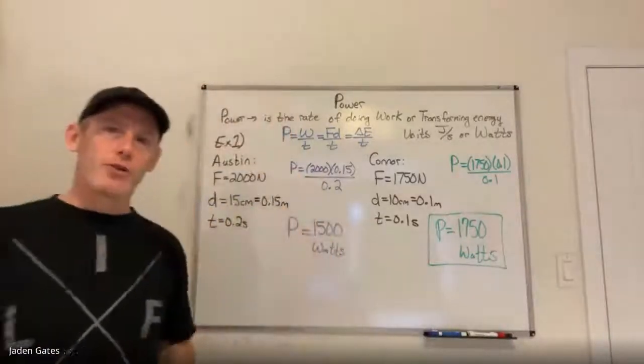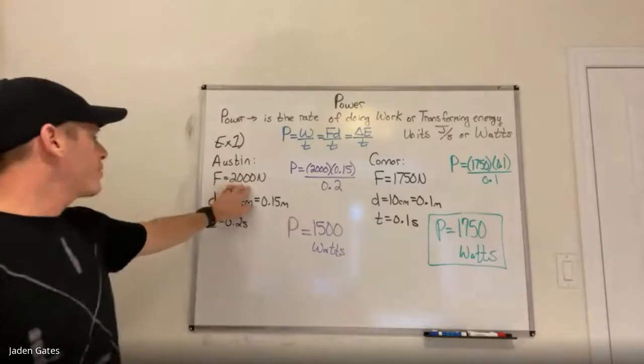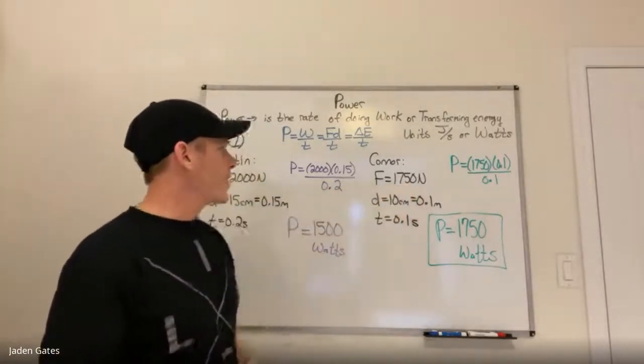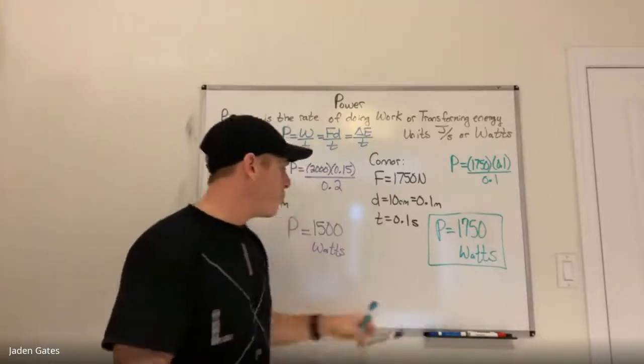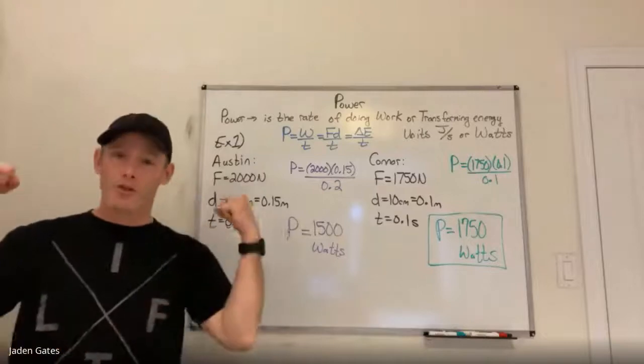Now, here's something interesting in sports: you look at the force. Austin Matthews does a 2,000 newton force. Connor McDavid does a 1,750 newton force. So what is happening, and this often happens in sports, is that Austin Matthews is stronger.